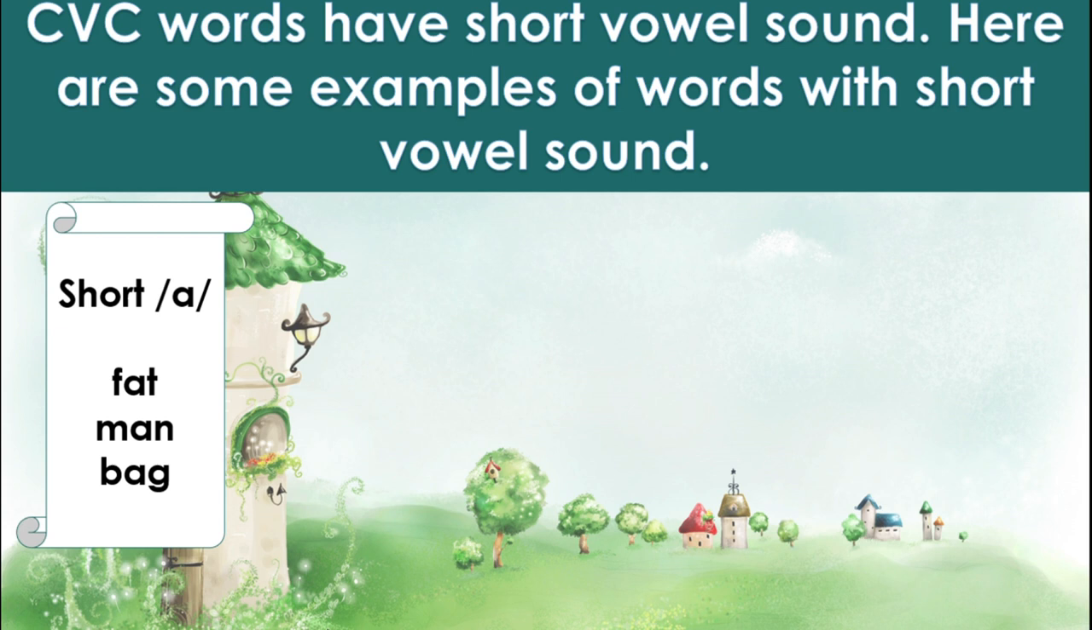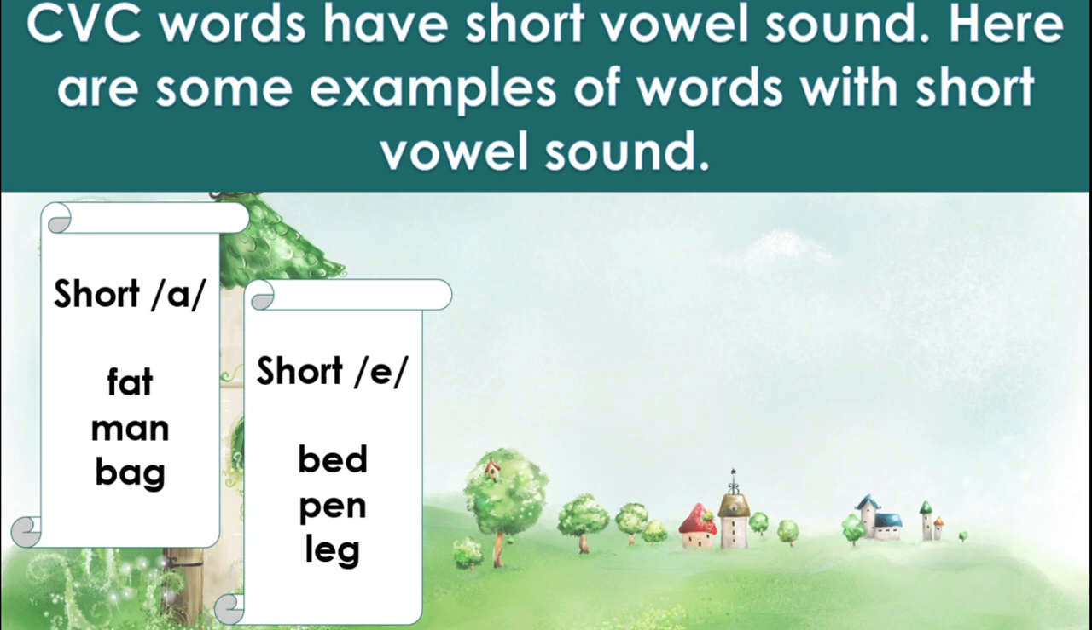Next one. Let's have the short E sound. Again, what is the sound of a short E? Correct! The sound is e. Will you repeat? e. Very good! Here are some words with short vowel E sound. Let us read. Bed, pen, leg. Wow, you're a good reader.